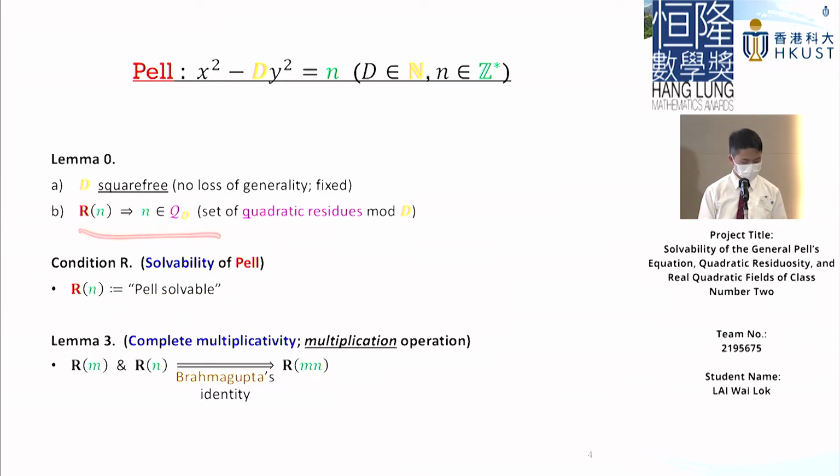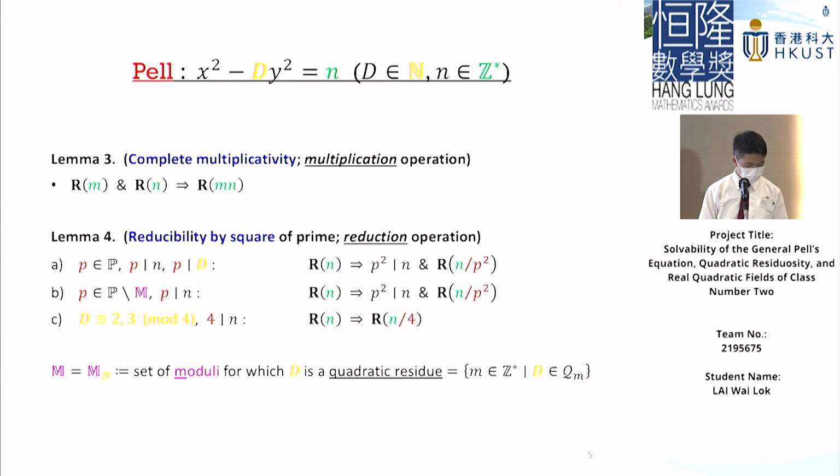Third, lemma 3 is the well-known Brahmagupta's identity, which enables a multiplication operation on condition R. Namely, if both Rm and Rn hold, then so does Rmn. Fourth, I also proved lemma 4, which describes situations where a reduction operation on condition R can be performed. With a P satisfying these relations with D, if Rn holds, then so does Rn over P squared. Particularly important in my work is the consideration of this special modulus set M, which consists of the moduli for which D is a quadratic residue.